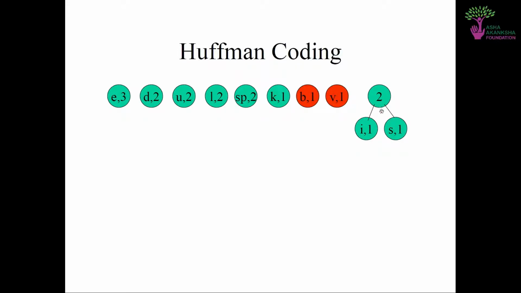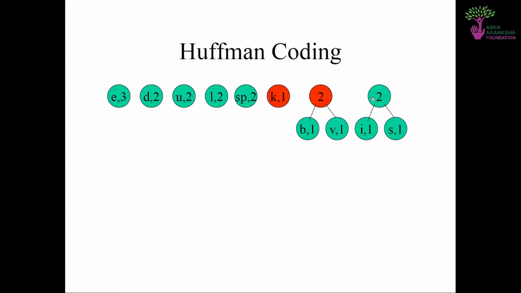We assign that internal node the value 2. How did that 2 come up? It came by adding these two frequencies. This was 1 and this was 1, so we added 1 and 1 and got 2. We made this tree with 2 as the parent and I and S as its children. Now again, from all these nodes, we take the nodes with the two smallest frequencies. Here we are taking B and V. If we combine them again, we get this: 2 as the parent, and B and V as its children.